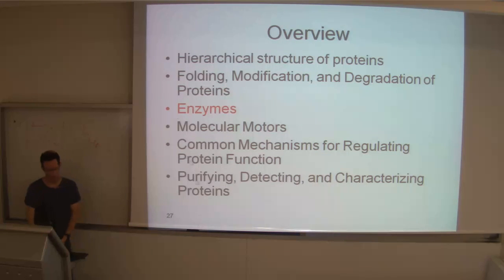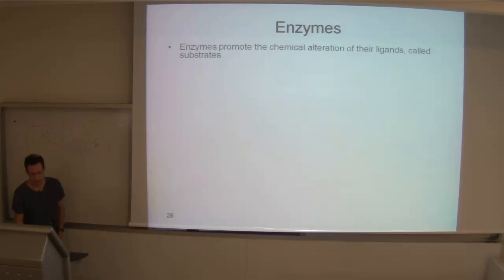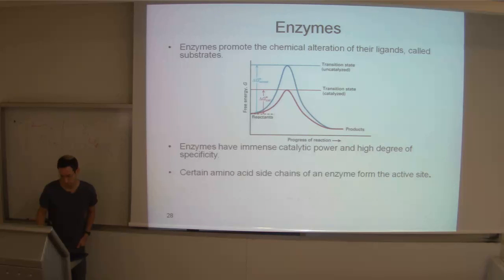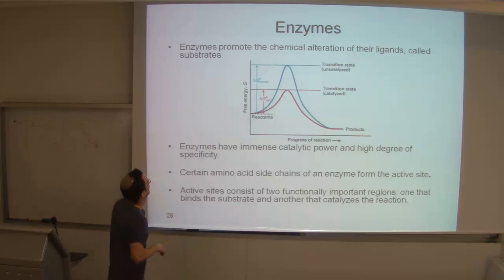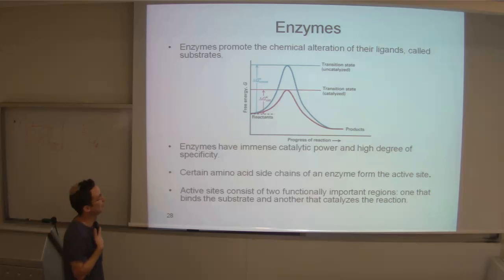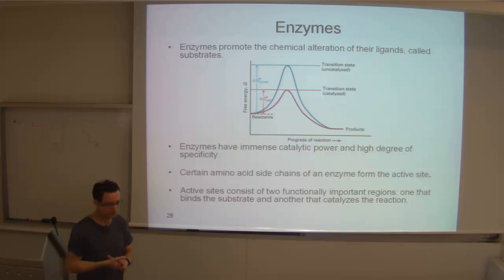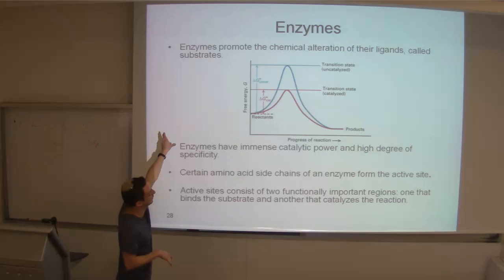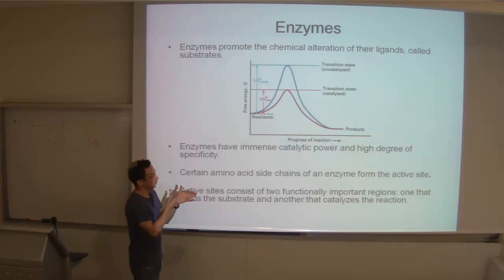Okay, we will now start with describing a bunch of proteins that promote chemical reactions. These are enzymes. Enzymes promote a chemical alteration of a molecule that they recognize, and these molecules are called ligands or substrates. In the context of enzymes, they are called substrates. So an enzyme acts upon a substrate and promotes its alteration to something else.